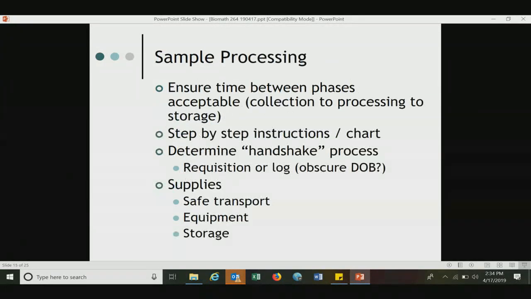Think about your sample processing. How much time between different points is acceptable? How quickly do you have to get it from collection to processing? Is it something you have to spin down in 20 minutes? Or can it sit for 4 hours? Or can it sit for a couple of days? And what do you need to do to store it? So packaging tubes, sit in the refrigerator for 24 hours, and then go in a freezer.